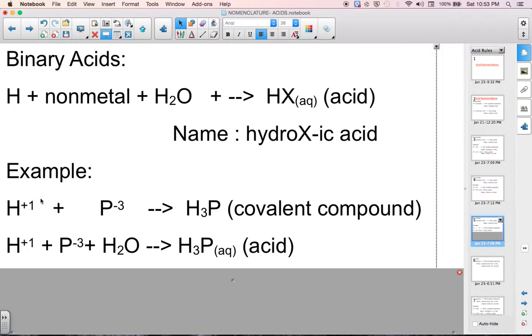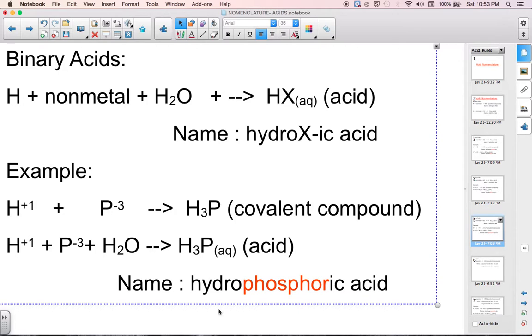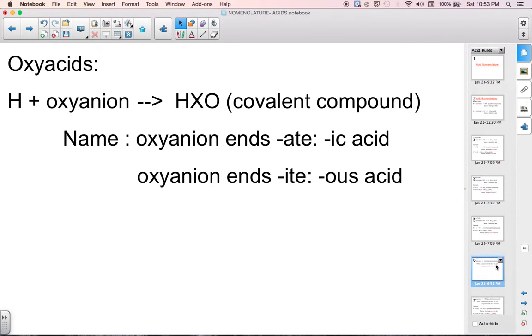Next example, hydrogen and phosphorus. Crisscross, the formula will be H3P. This covalent compound added to water or in its diluted form will be my acid. To name this acid, I remember phosphorus, so I'm going to use that phosphor root. Hydrophosphoric acid will be its final name. Okay, so that was the first type of acid.